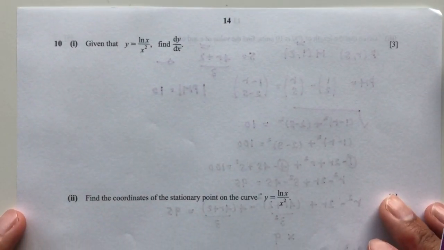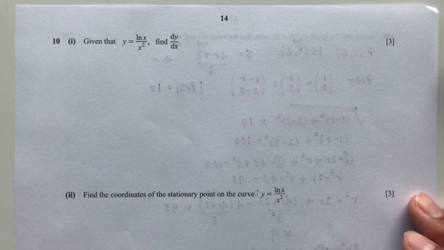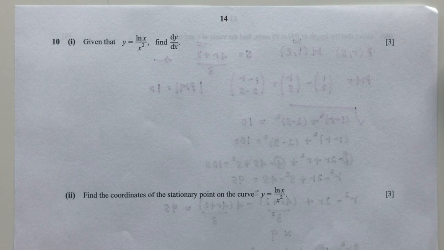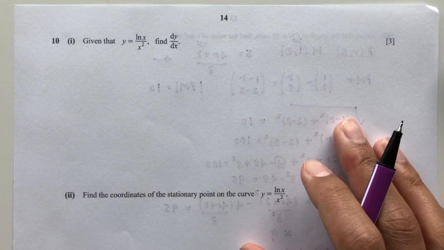Okay, so let's move on to question number 10. Given that y is equal to ln x over x squared, find dy by dx. So as you can see, this is a quotient. We have to use the quotient rule.